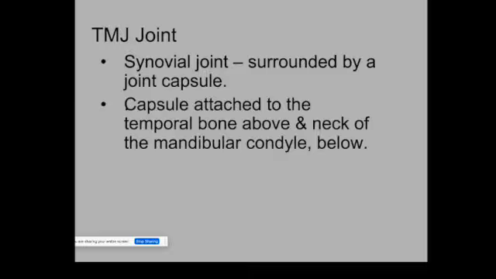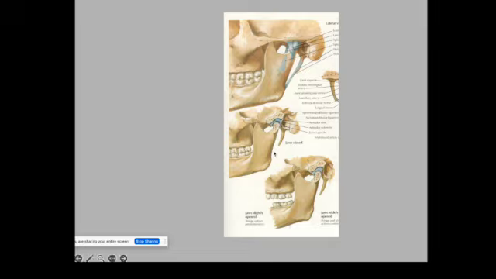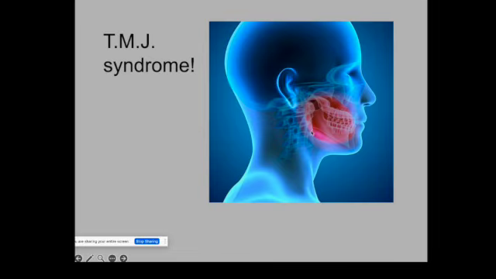And now we have a very important joint, the joint that we move our jaws around. This is called the TMJ, or temporomandibular joint. Synovial, surrounded by a capsule, and the capsule is attached to the temporal bone above and the neck of the mandibular condyle below. Can you see this? This is the TMJ right here. Now, we talk about it particularly because if this gets dislodged, it's very, very painful. TMJ syndrome, extremely painful, and that's what this picture is indicating in red.